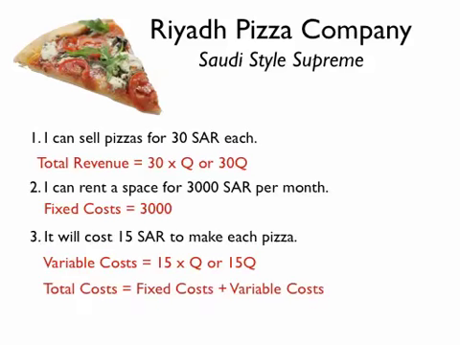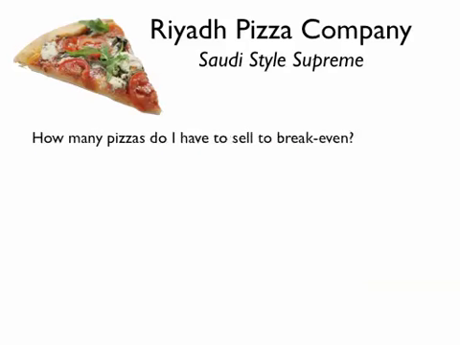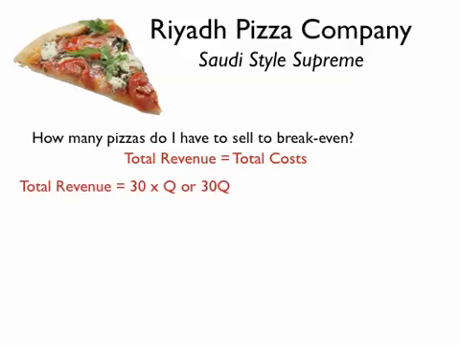Total costs, once again, are equal to fixed costs plus variable costs. So in this case, my total cost equation would be 3,000 plus 15Q. So how many pizzas do I have to sell to break even? I simply set total revenue equal to total costs. In this case, the equation for total revenue is 30Q, and the equation for total cost is 3,000 plus 15Q.